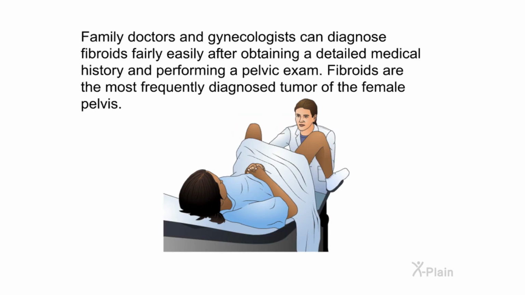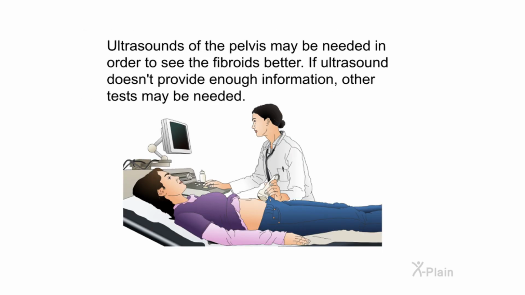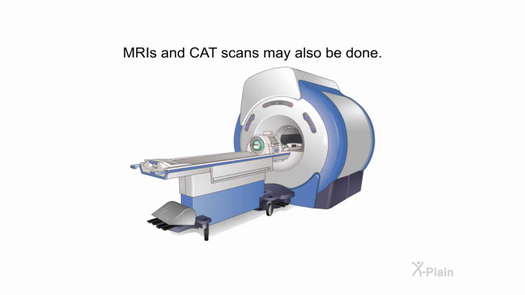Family doctors and gynecologists can diagnose fibroids fairly easily after obtaining a detailed medical history and performing a pelvic exam. Fibroids are the most frequently diagnosed tumor of the female pelvis. Ultrasounds of the pelvis may be needed in order to see the fibroids better. If ultrasound doesn't provide enough information, other tests may be needed. MRIs and CAT scans may also be done.